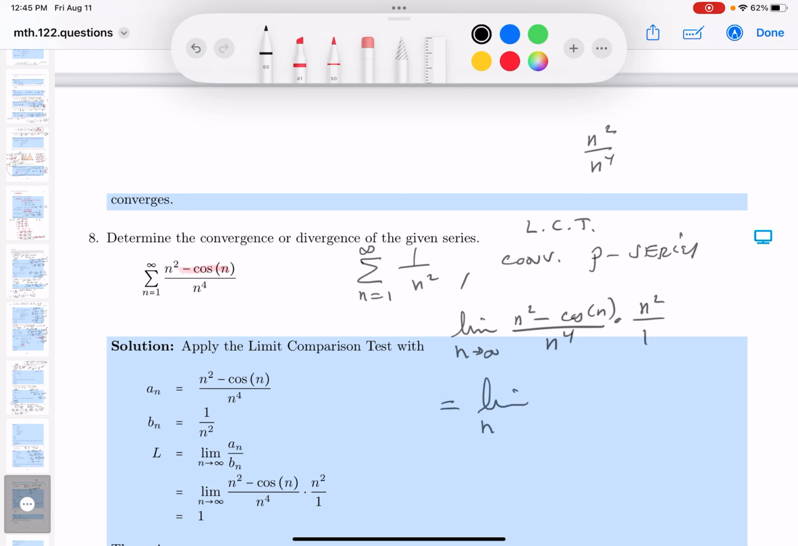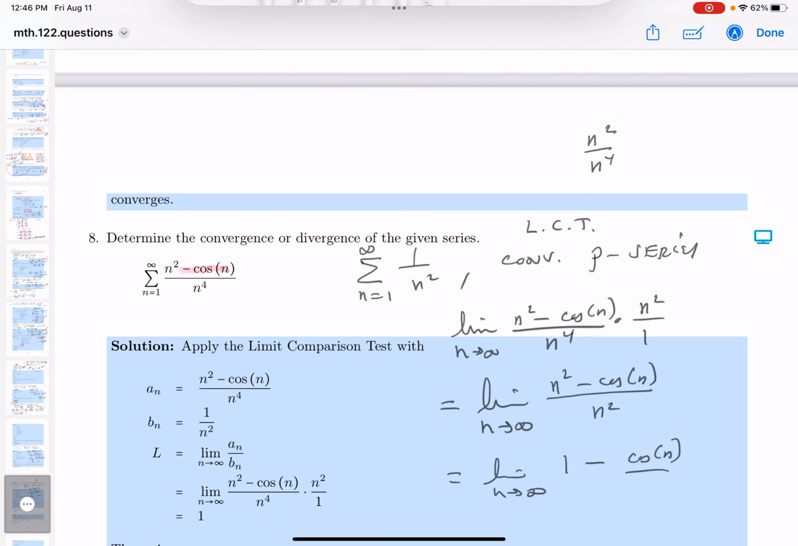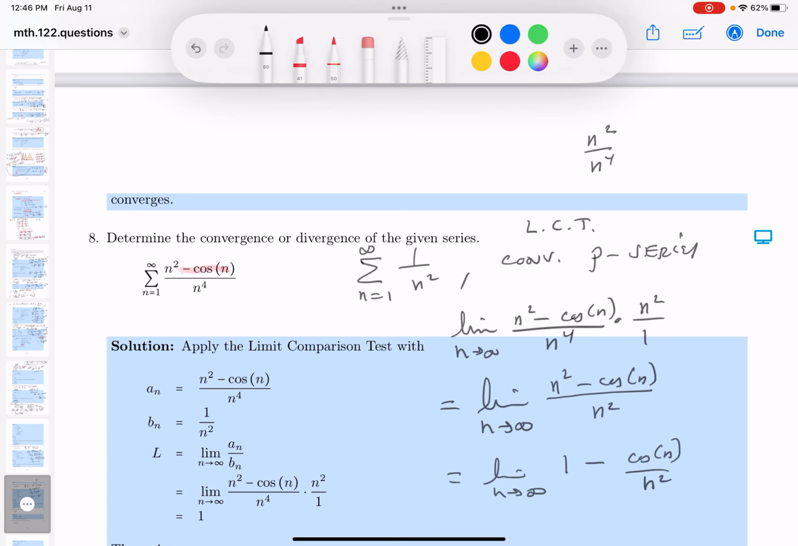Let's write that down. Limit as n goes to infinity. What do you get there? n squared minus cosine n over n squared. What does this give me? Limit as n goes to infinity, this will give me 1 minus cosine n over n squared. Now, certainly as n goes to infinity, cosine n divided by n squared goes towards 0 very quickly. This is just going to be the number 1.